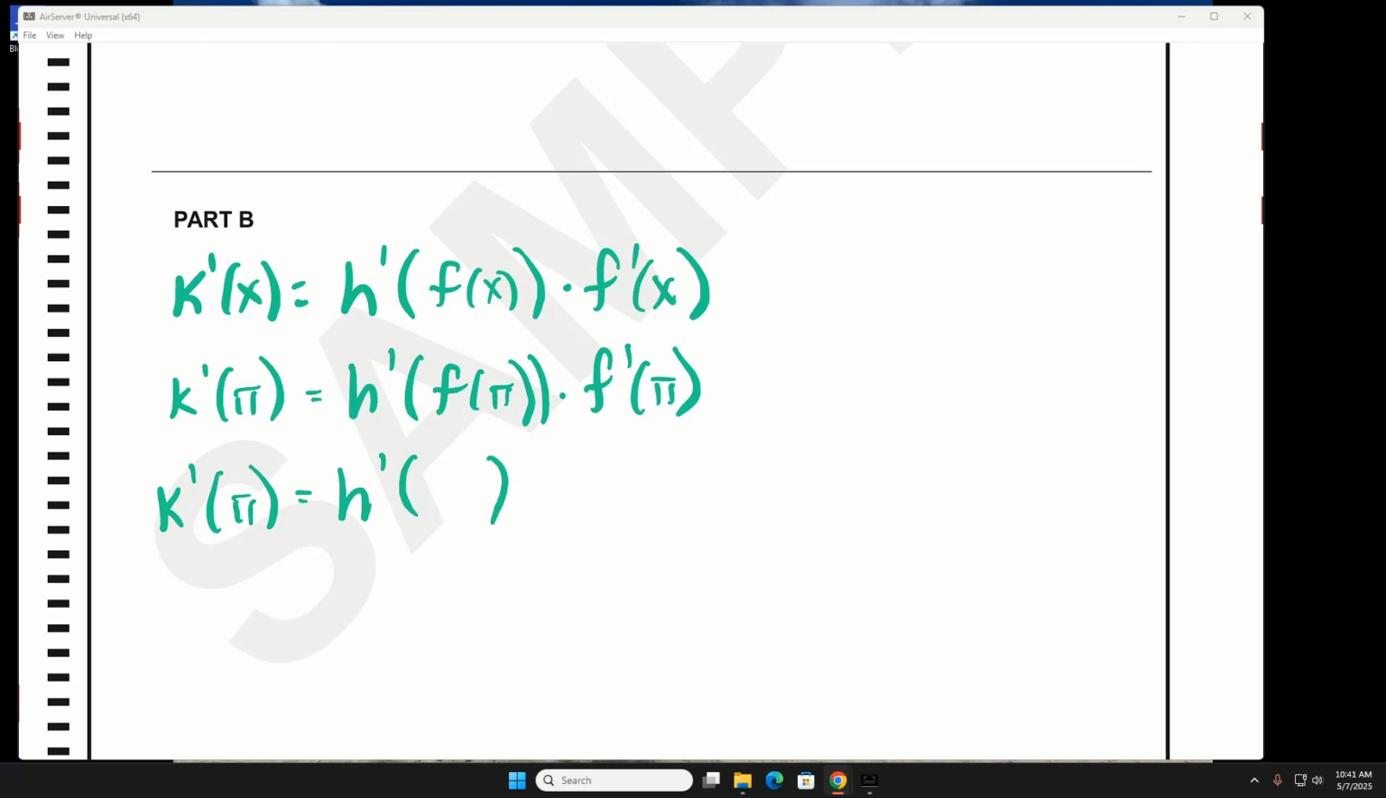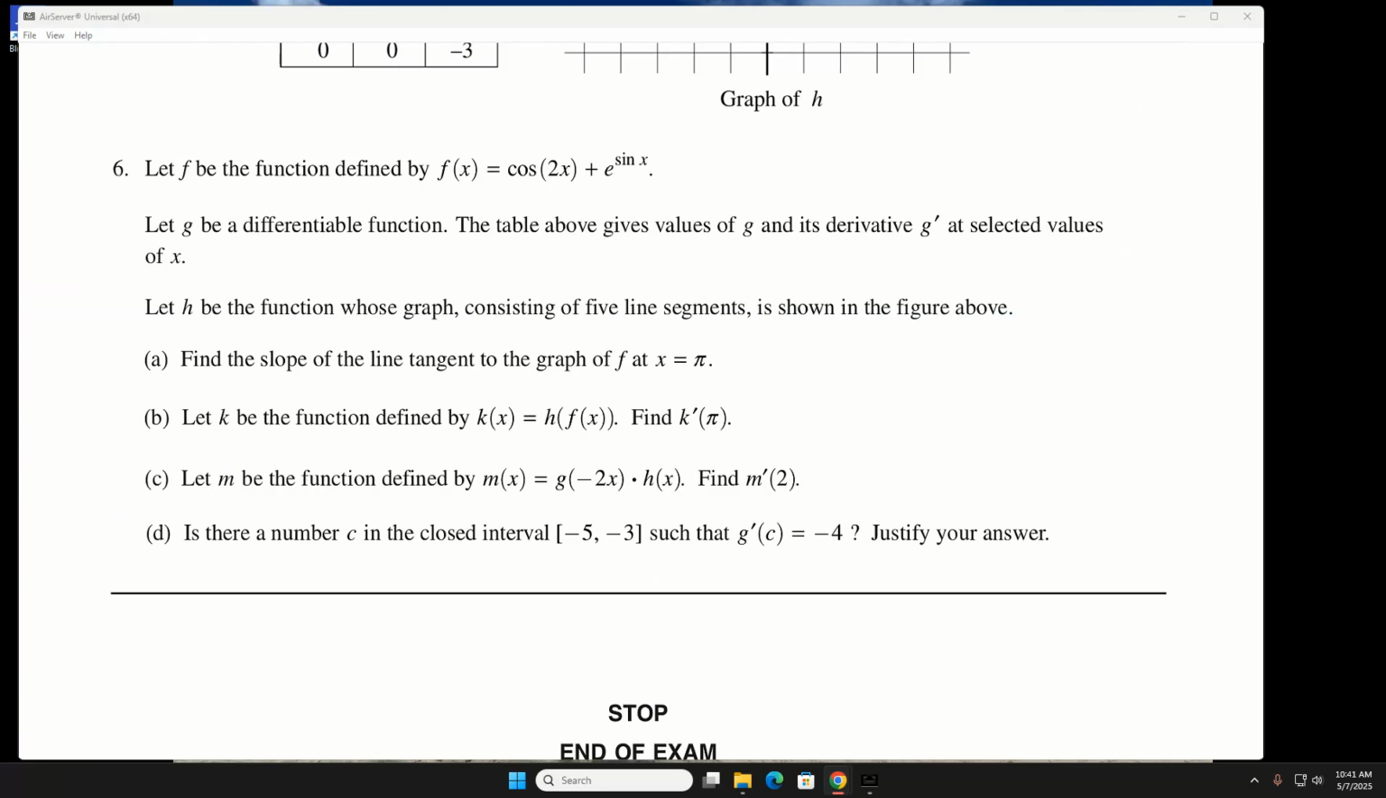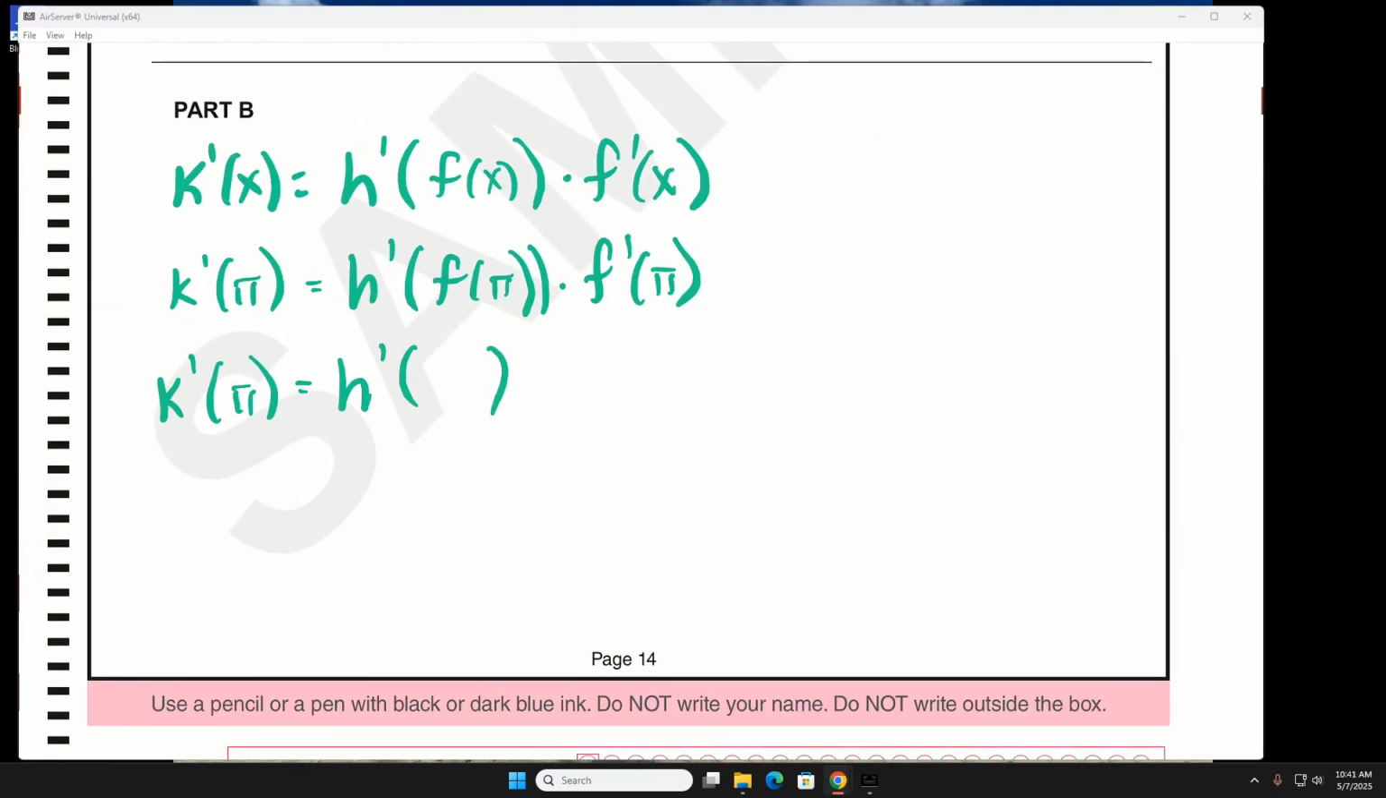All right, now we need to find f of pi. We don't have that yet, but we do know that this is f of x. And so I'm just going to go over to the side, and I'm going to find f of pi. And you would want to write this down somewhere. It is super important that even if it doesn't tell you to show the steps that lead to your answer, you always need to.